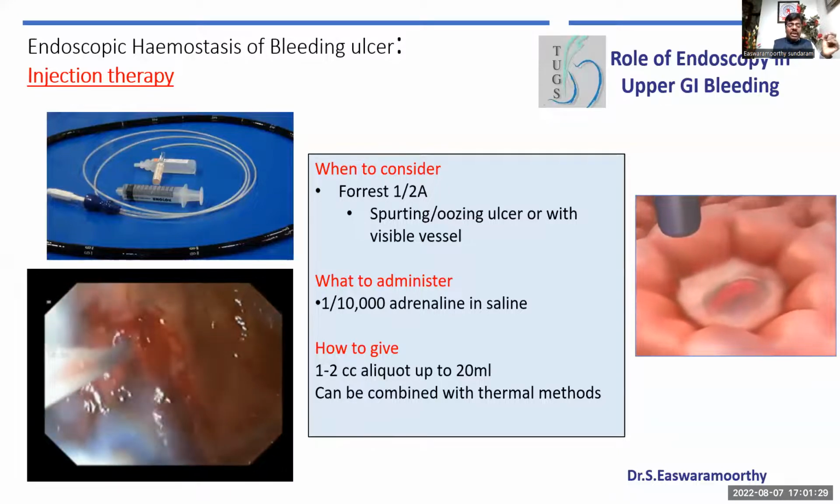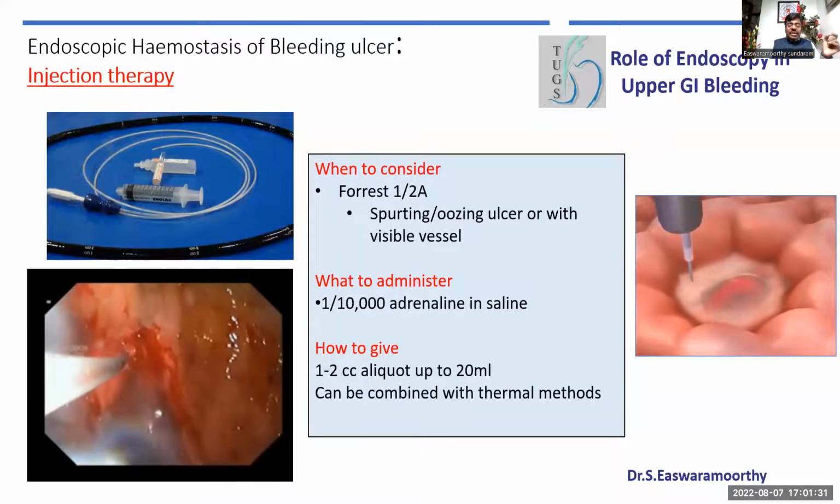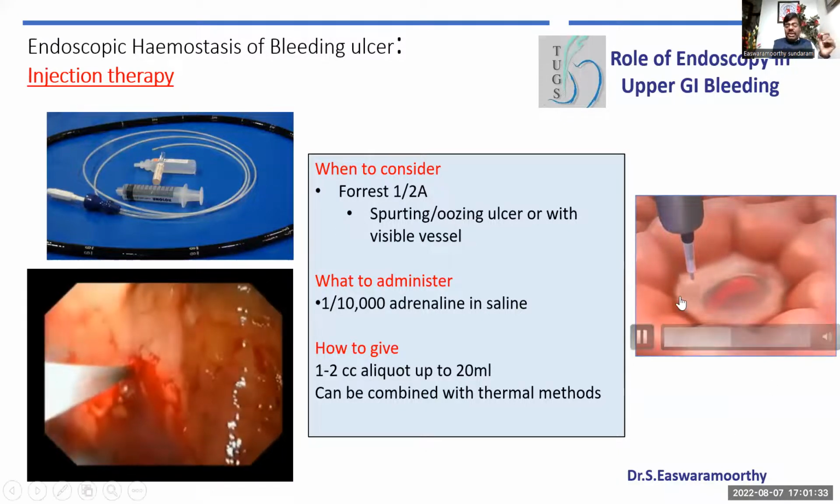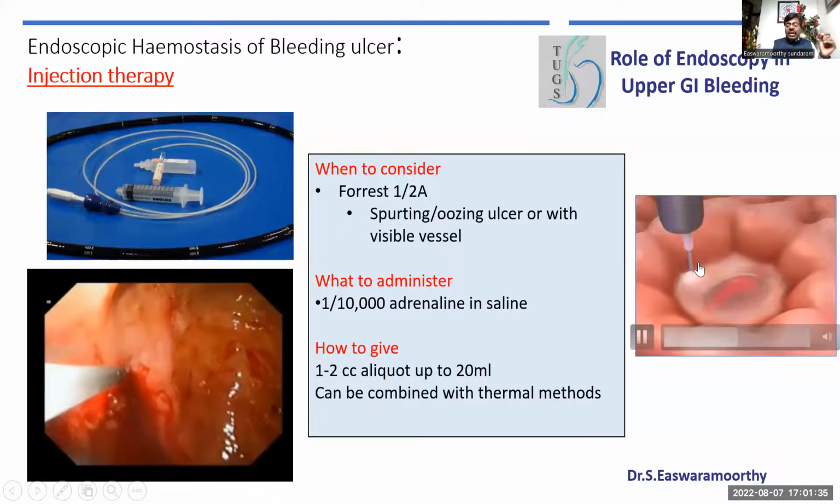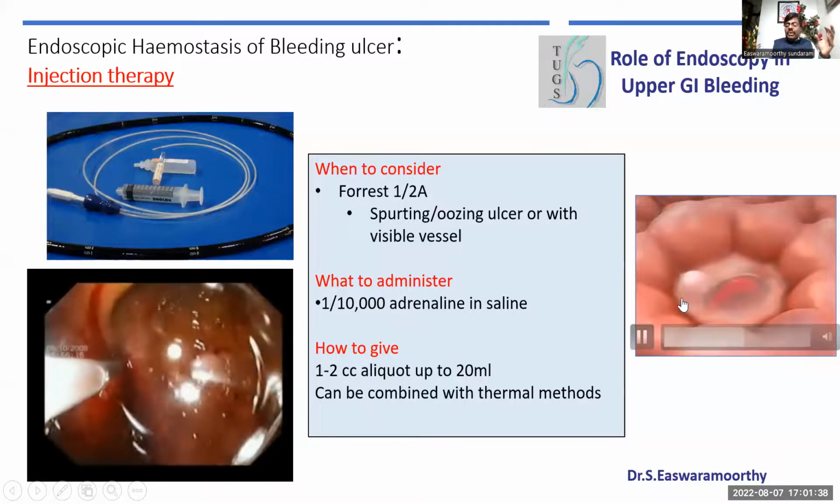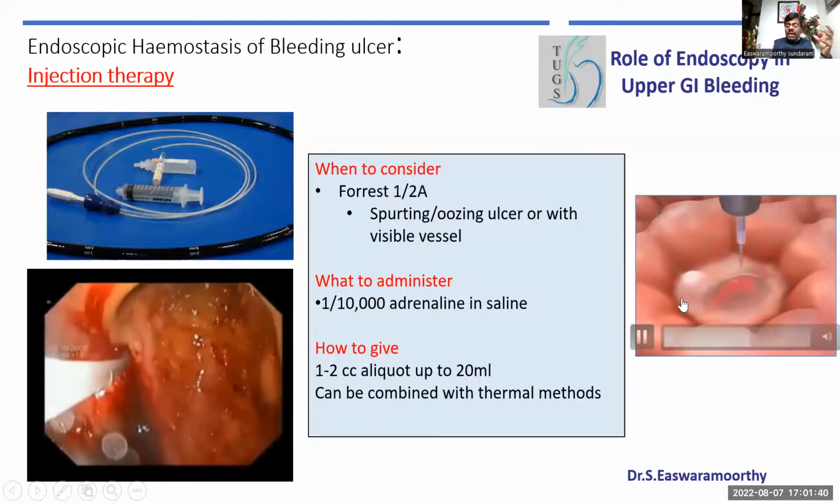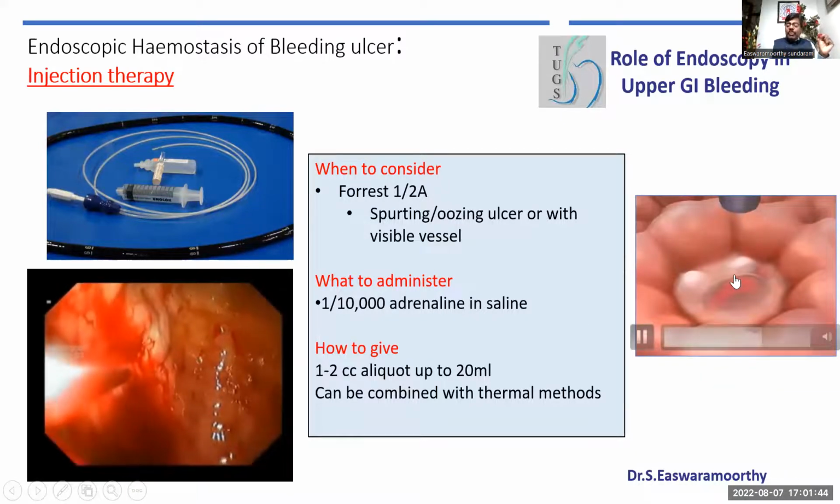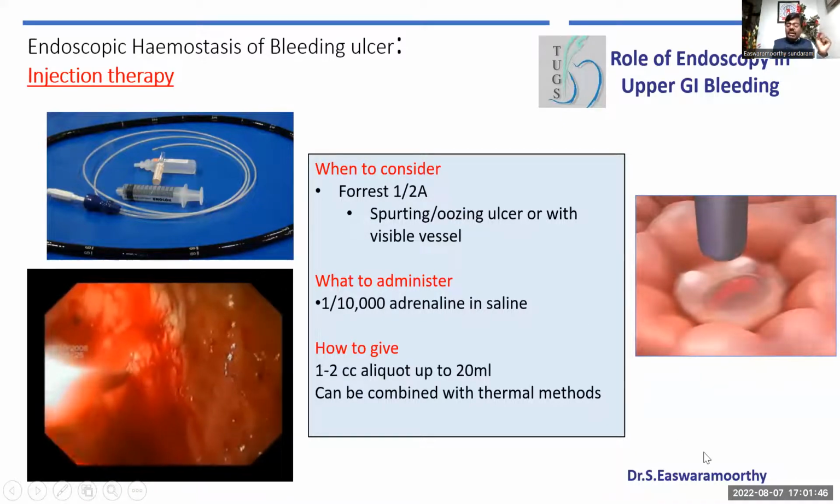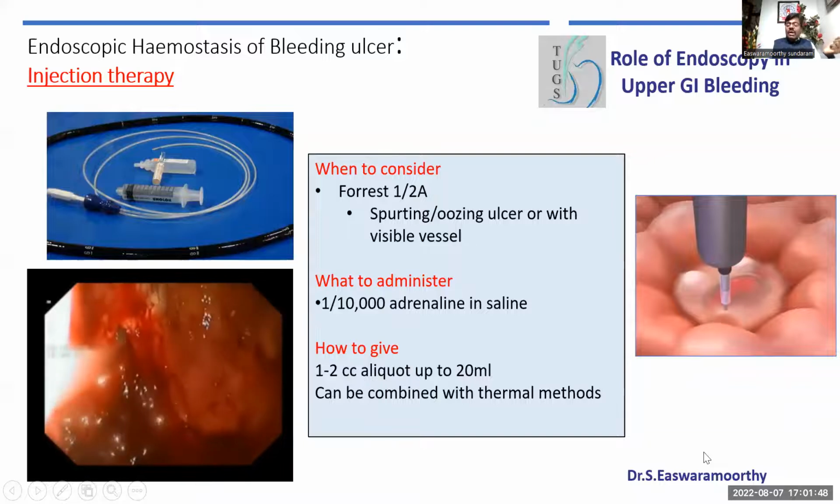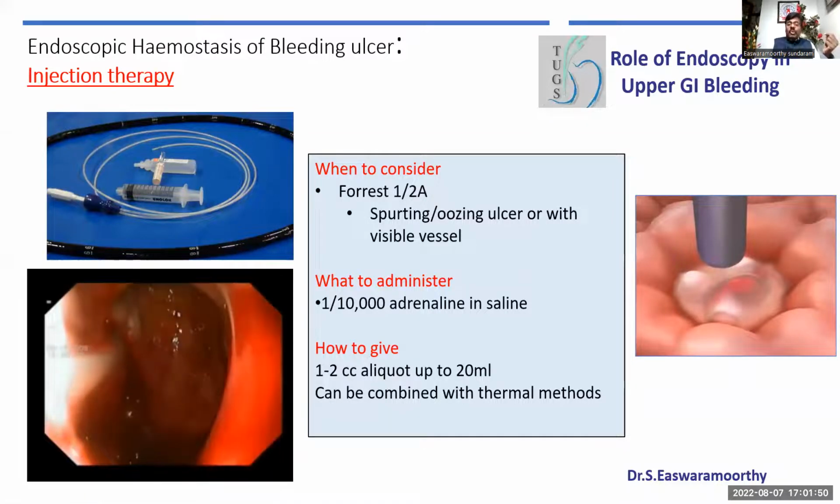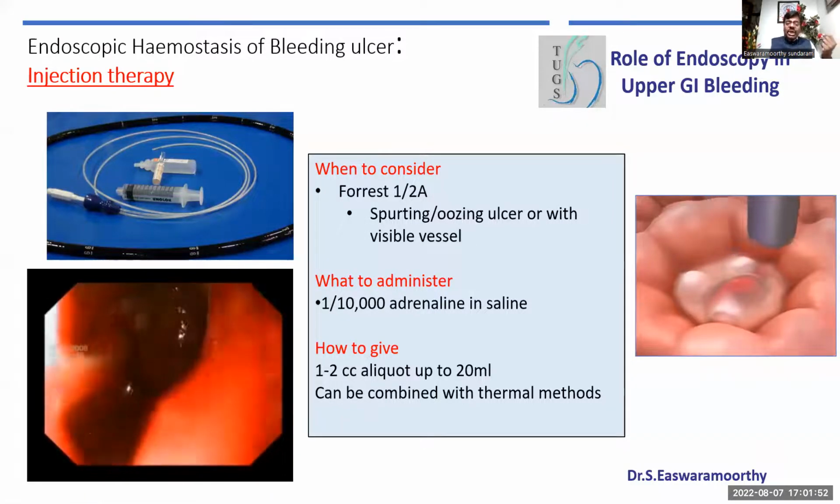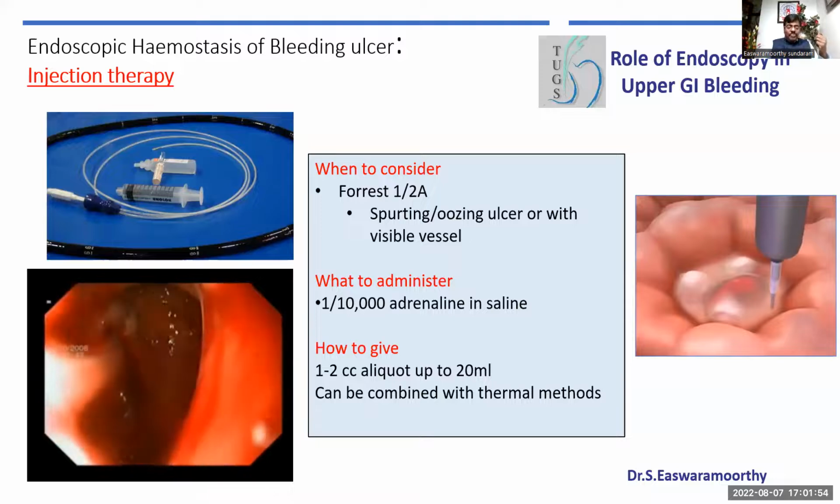So I am giving a 4-quadrant injection, like I'm demonstrating pictorially here. Don't go into the bullseye. Do 4-quadrant, trying to increase the tissue pressure and then vasospasm. Then you can go right in the middle. If necessary, you can clip it or give a contact coagulation, for example, or coaptive coagulation. We have a gold probe. I found that is also equally good, a bipolar with a gold probe.